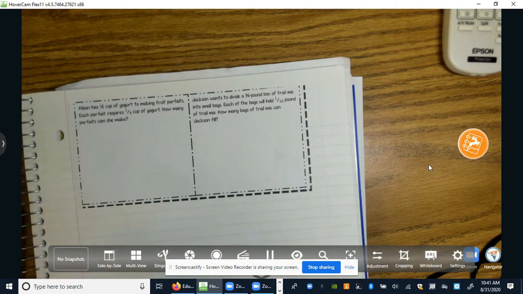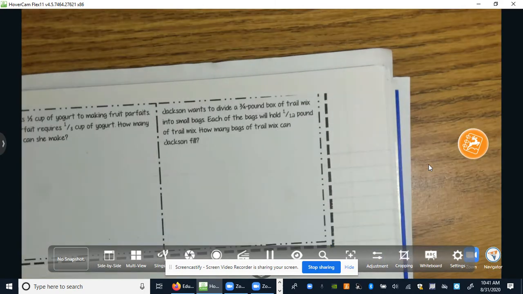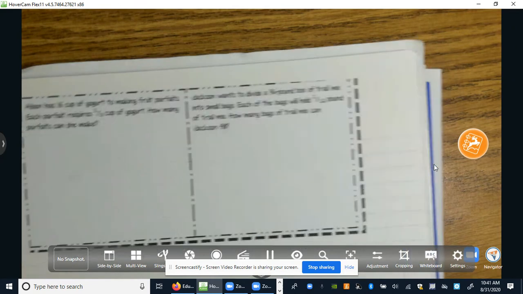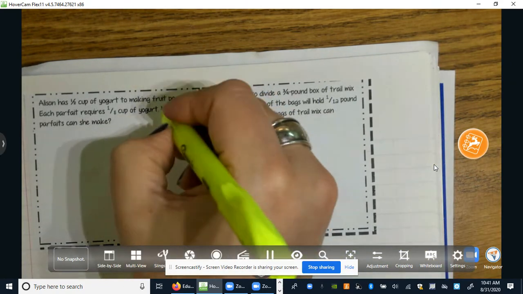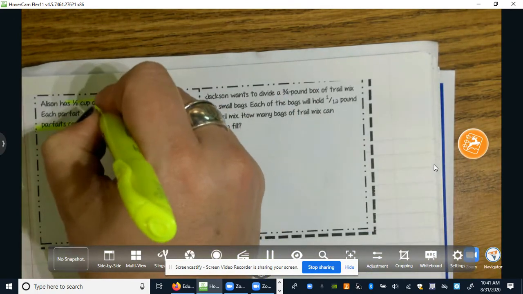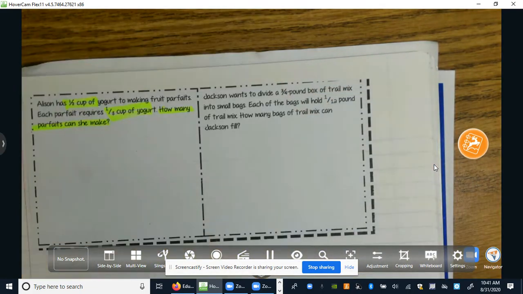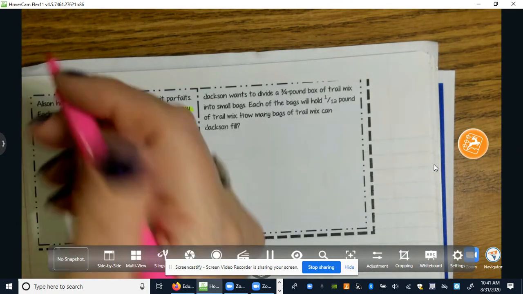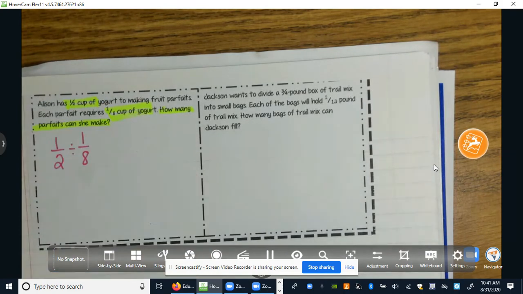So Allison has a 1/2 cup of yogurt to make fruit parfaits. Each parfait requires 1/8 cup of yogurt. How many parfaits can she make? Okay, so we're looking at how many parfaits can she get out of that 1/2 of a cup. All right, we're looking for some key terms in here. So that 1/2 cup of yogurt is what she's starting with, but she needs each one to have 1/8 cup. So when we set it up, we're dividing this 1/2 into 1/8 sections.